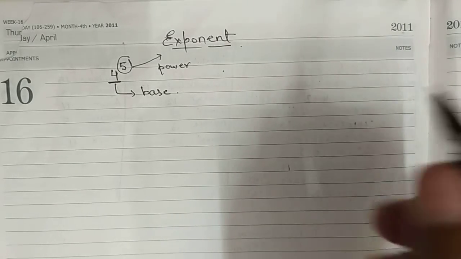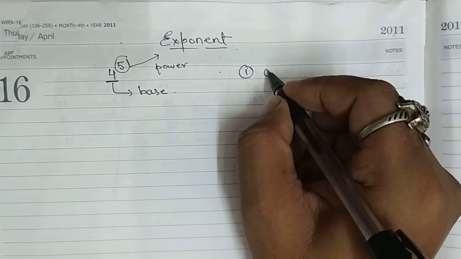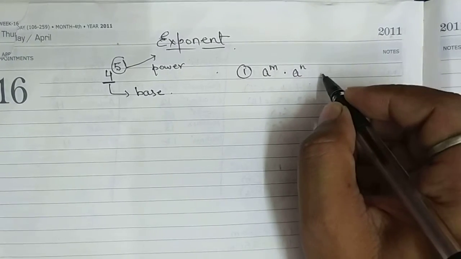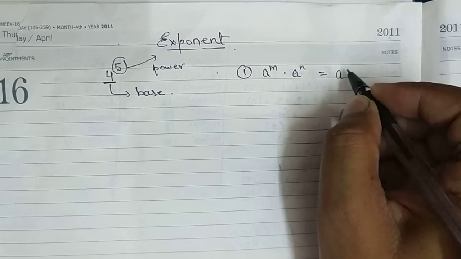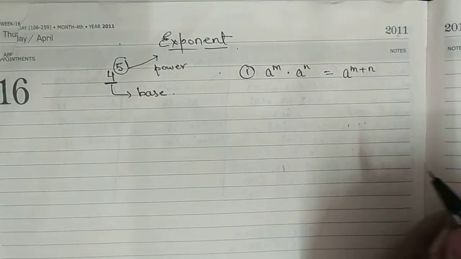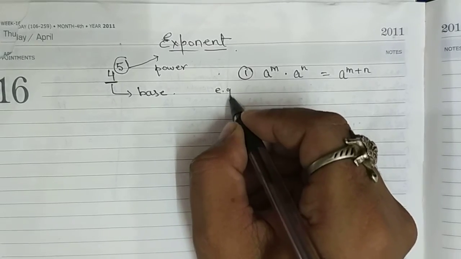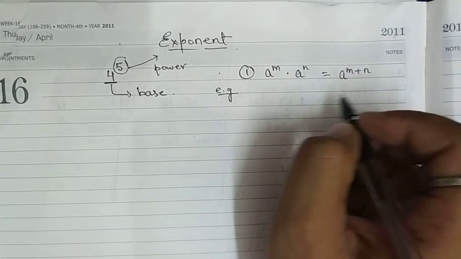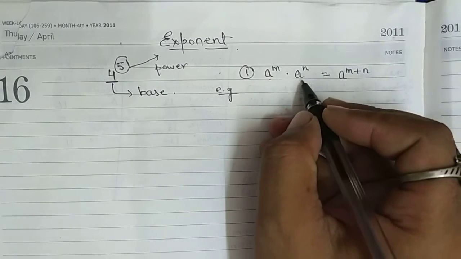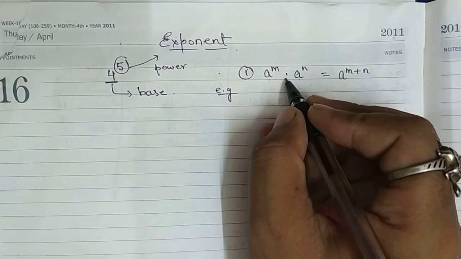So here are the rules. Our first rule says that a to the power m dot a to the power n is equal to a to the power m plus n. Now, by seeing the example, it will be easier for us to understand this rule. See, a is base, m is power. a is base, n is power. And this is multiply.